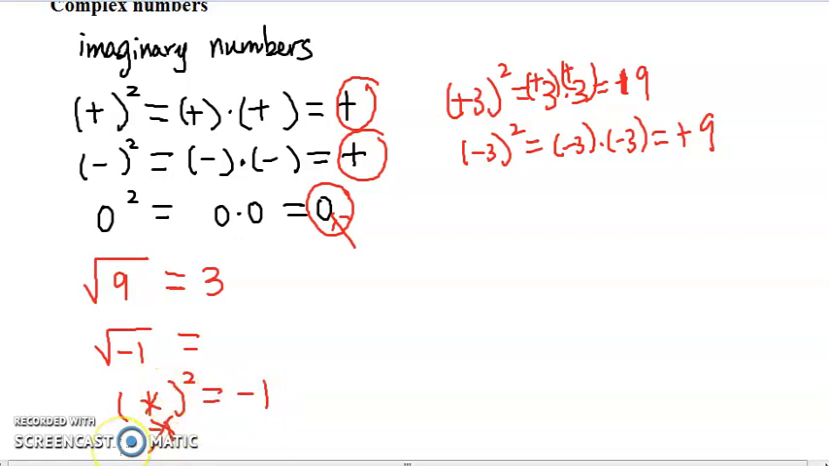Because the numbers we are using are the numbers we know so far, this tells us the answer cannot be one of the numbers we know. It has to be a new number. And what is that number? We define this number, the square root of negative 1, and we call it an imaginary number. We take the first letter, i, to denote this number.